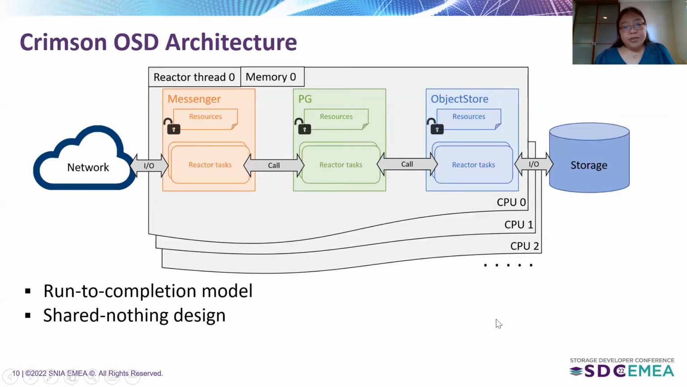But the Crimson OSD architecture is a run-to-completion model, and it is a shared-nothing design. So on each CPU core, there is only one thread. The thread will not be switched out, so there's no context switch, and the resource is not shared, so we don't use locks. The I/O request comes from the messenger and is scheduled by the Seastar reactor. The reactor schedules the I/O request tasks, and from each module to the next module, it just uses a function call to transfer the I/O request. So we avoid the context switch, avoid the lock, and run to completion without switching.